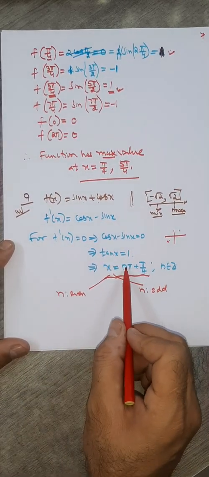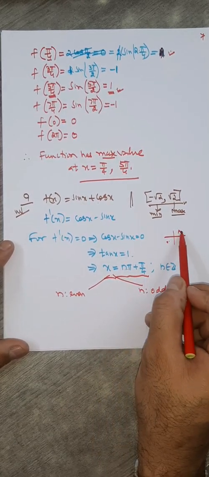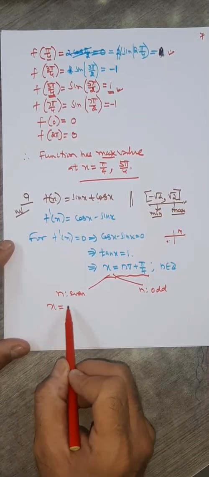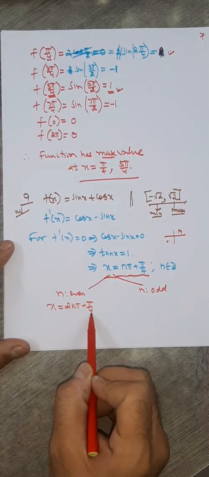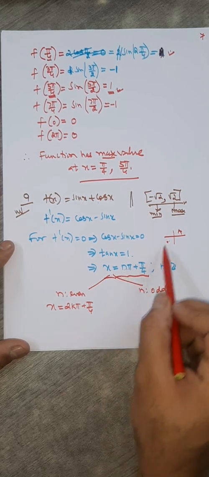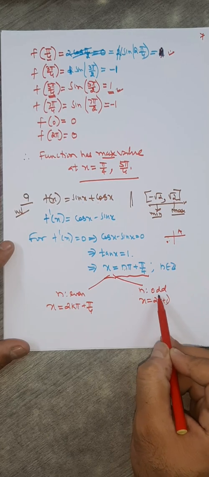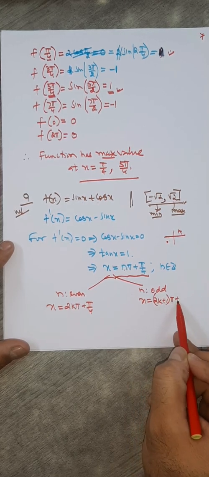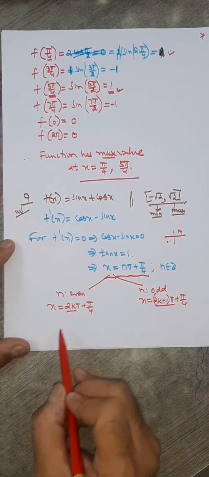Right? So if n is even, like 0, 2 pi, 4 pi, then it will always be in the first quadrant. So you can write, if you want, 2k pi plus pi by 4. Which quadrant? First quadrant. If it is odd, like pi, 3 pi, then it will be in the third quadrant. So you can write, if you want, (2k plus 1) pi plus pi by 4. Even and odd. This is an odd number, this is an even number.